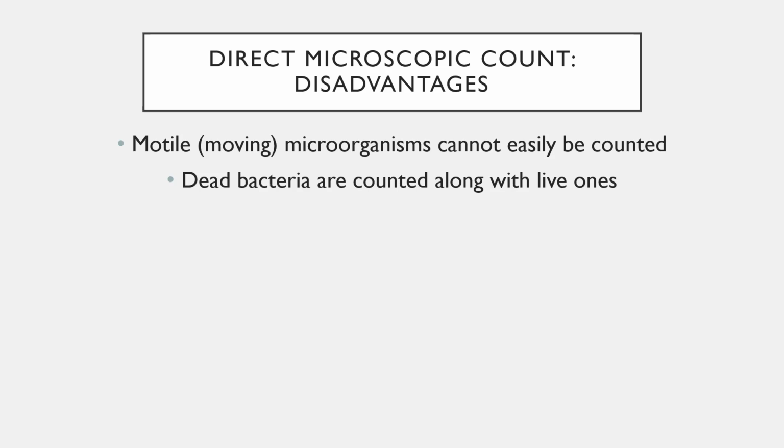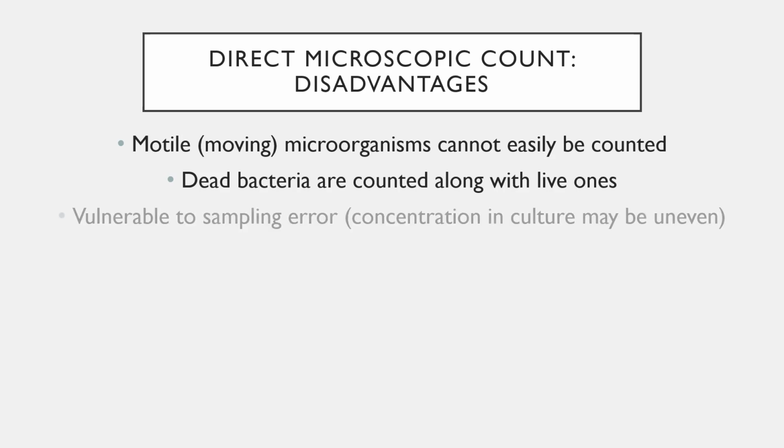Lastly, direct microscopic counts are vulnerable to something called sampling error. Sampling error describes what happens when the concentration in a culture is uneven. For example, maybe microbes have settled towards the bottom, but you take your 0.01 milliliter sample from the top, or vice versa.